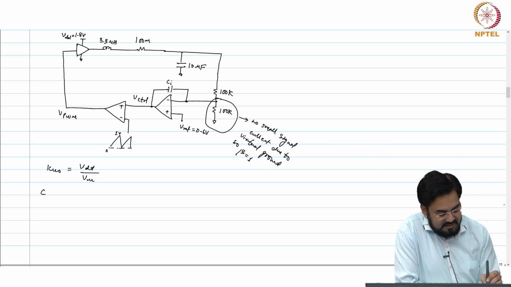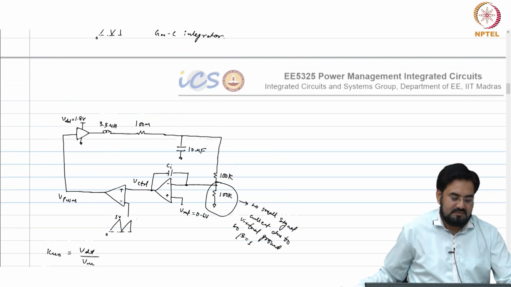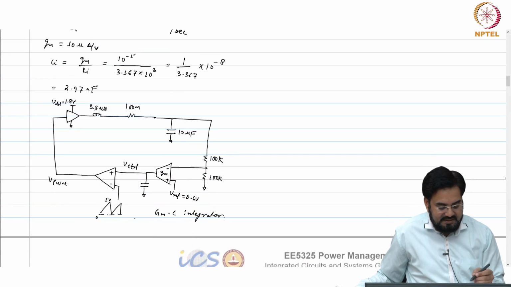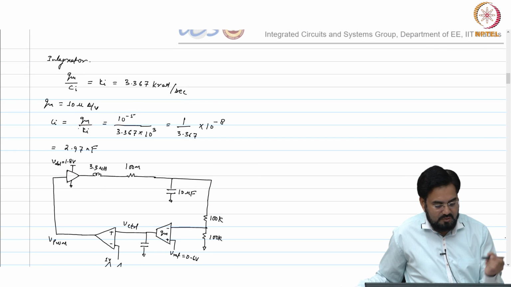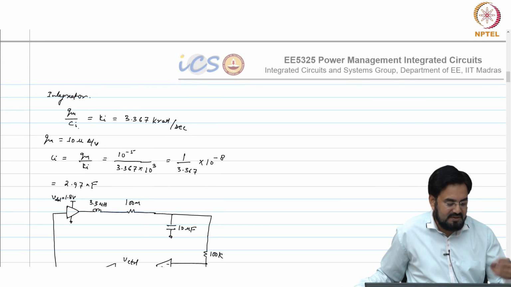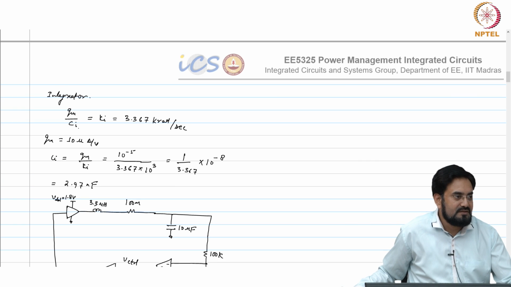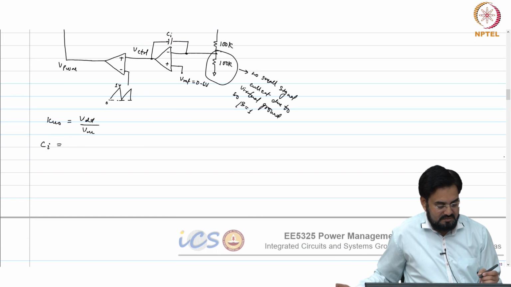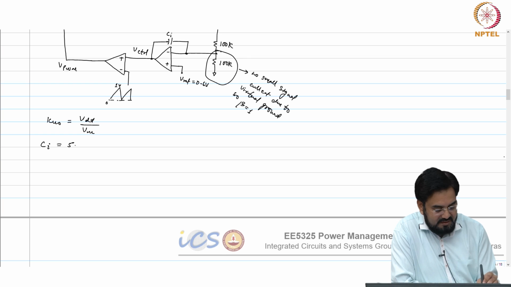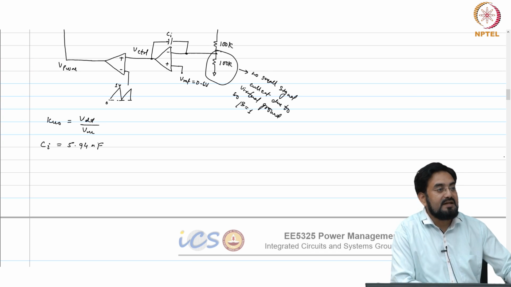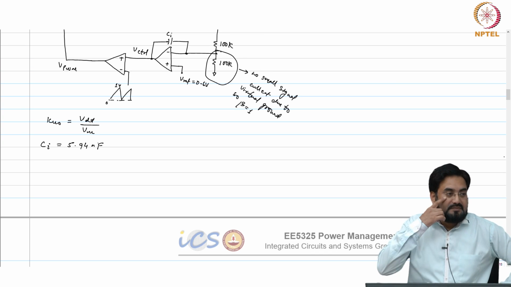So what should be the CI? With the half you are getting this 2.97. So beta equal to 1, it should be twice of that, which is 5.94, correct? Okay.